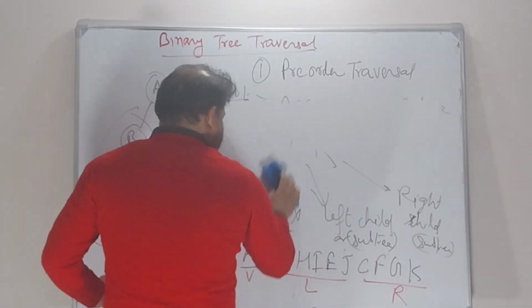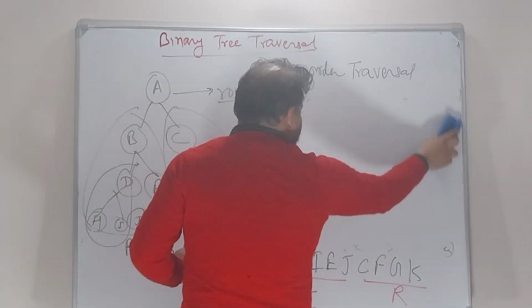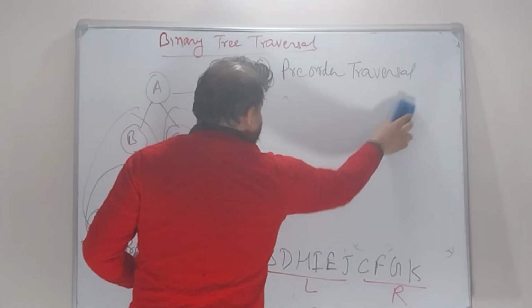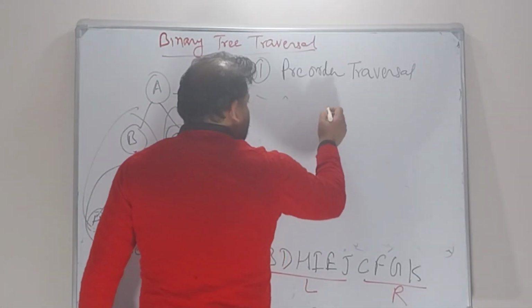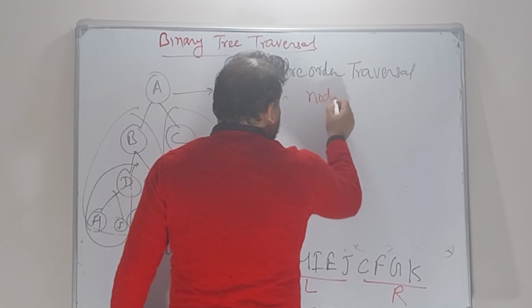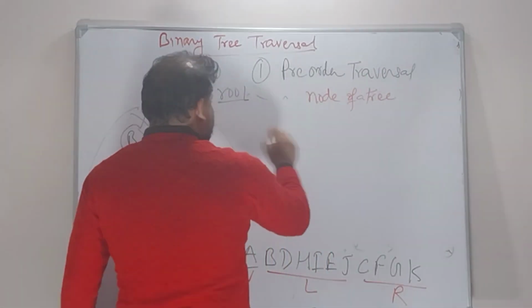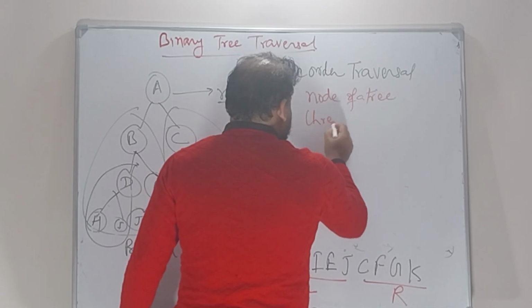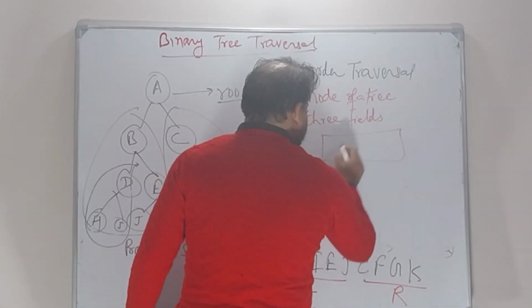Here I'm assuming you know a little bit about the linked list representation of a tree. If you want to represent it, what exactly is the structure of a node? A node of a tree has three fields, like in this way.